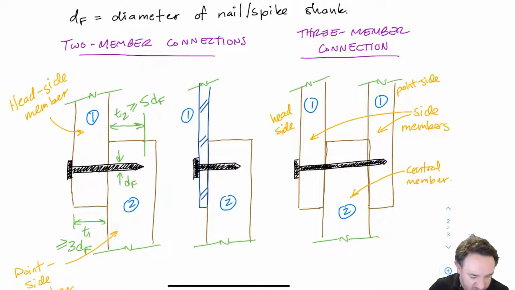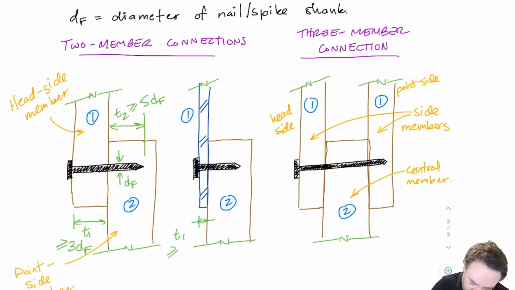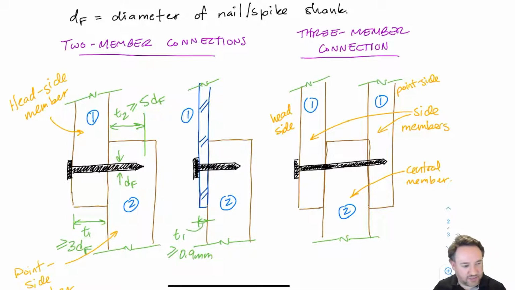Okay, let's move on to the one with the steel. For a steel member, I have a requirement that the piece of steel thickness, which is called T1, has to be greater than or equal to 0.9 millimeters. So I can't use a piece of steel that's thinner than about 1 millimeter.